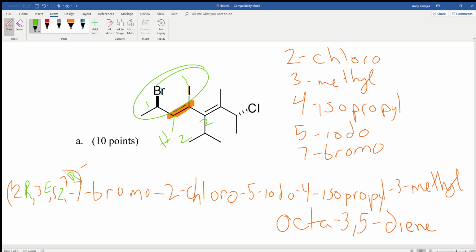That makes it Z. So finally we get our full name of (2R,3E,5Z,7R)-7-bromo-2-chloro-5-iodo-4-isopropyl-3-methylocta-3,5-diene.